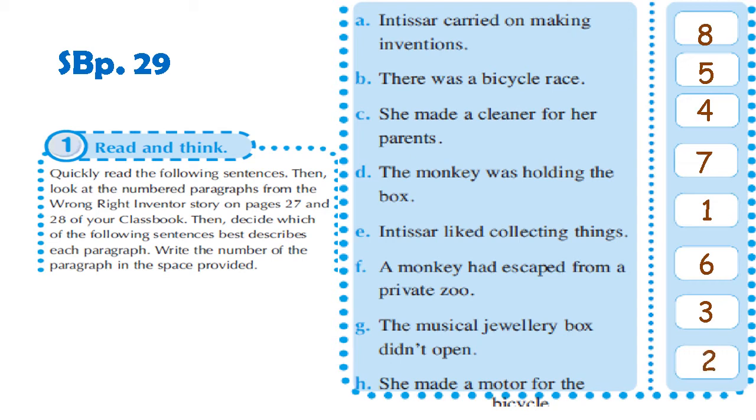This is paragraph number 2. And this is the answer of question number 2 at the last part. What did she make for the bicycle? She made a motor. A motor. Yes, good.